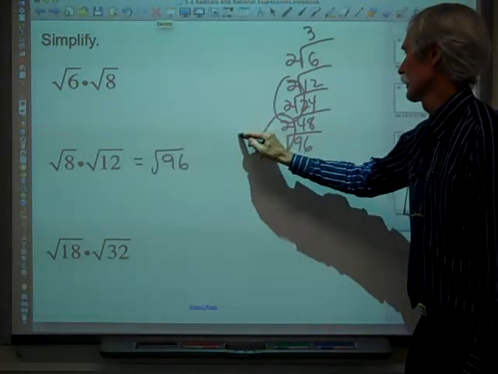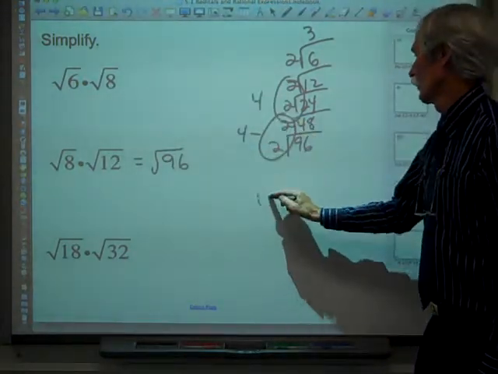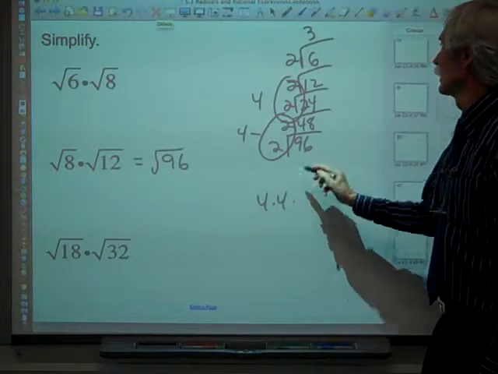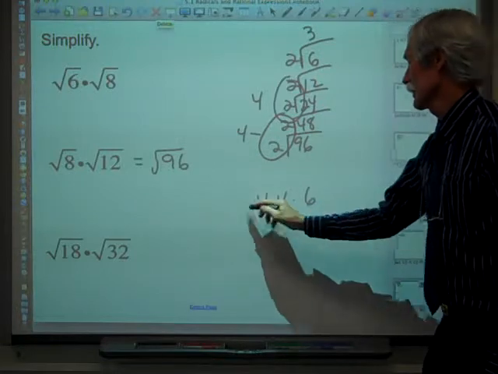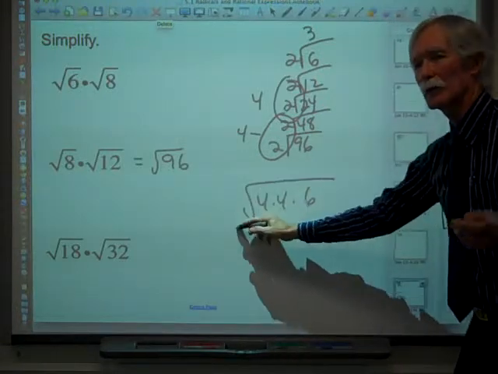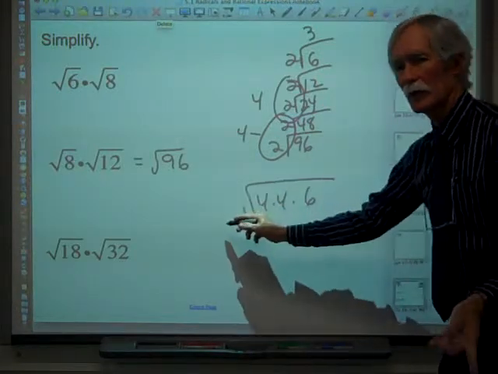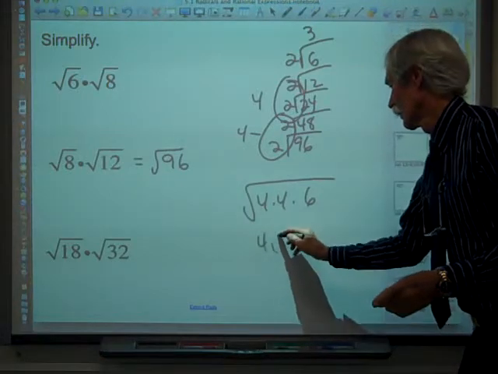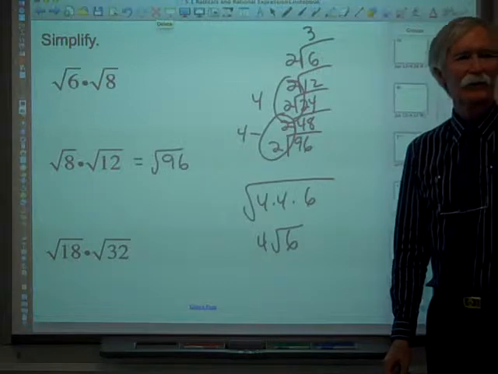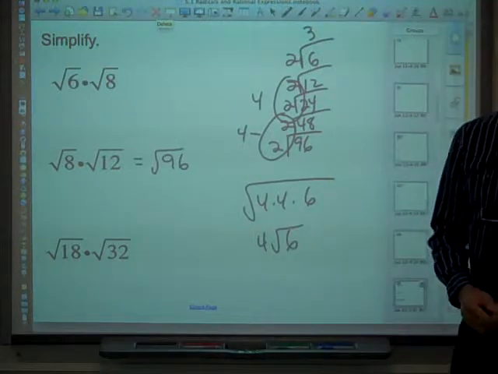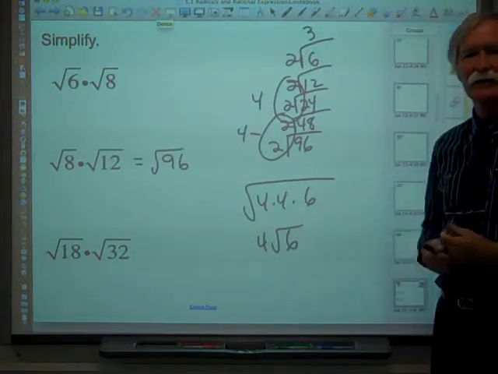So this makes 4 times 4 times, what's left? 6. Good. 2 times 3 is 6. And the square root of 4 is 2, and the square root of 4 is 2, times 2 is... Who got 4 root 6? Any questions?